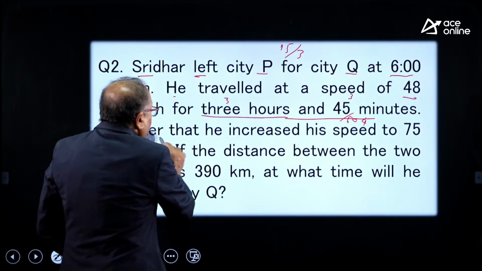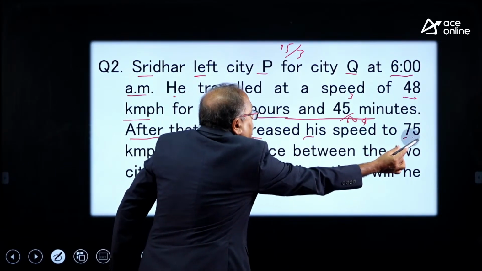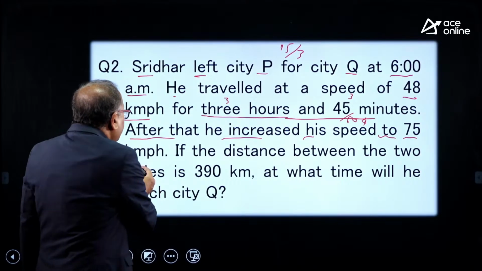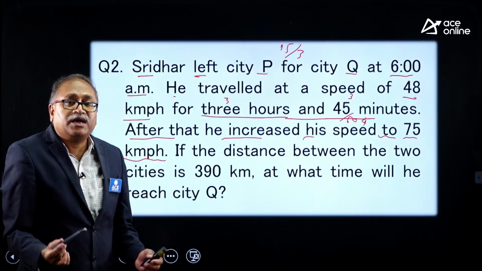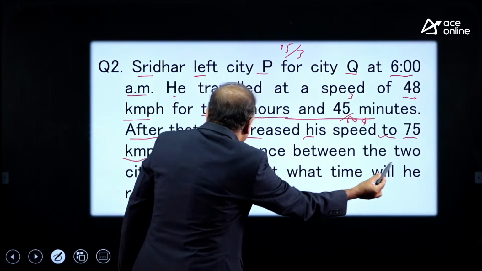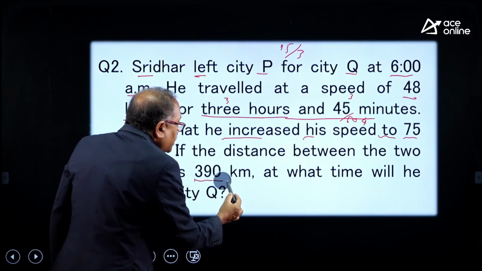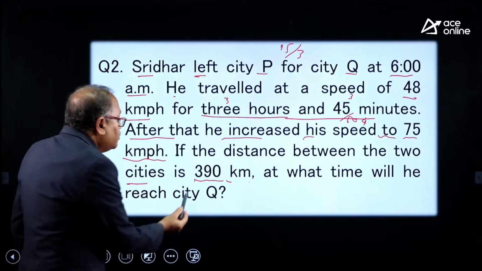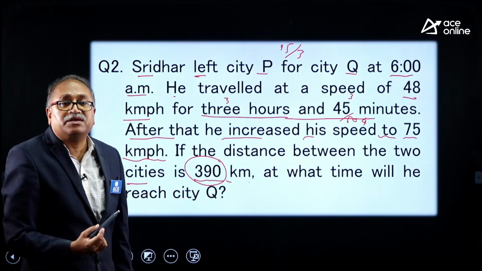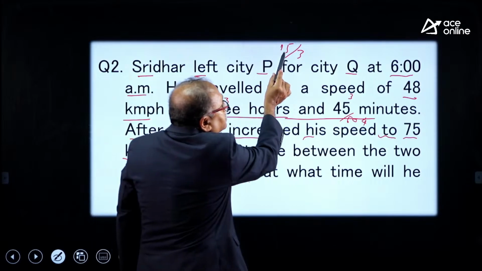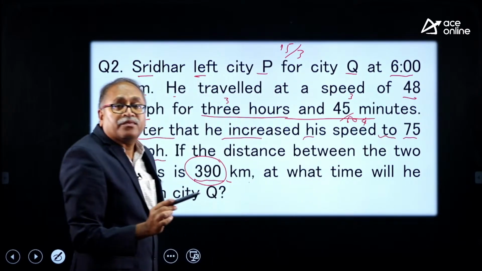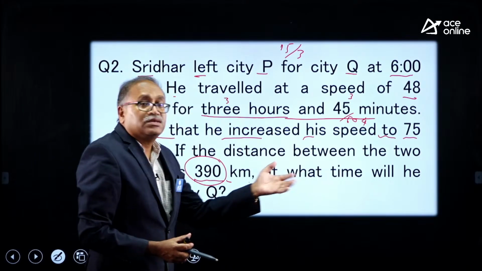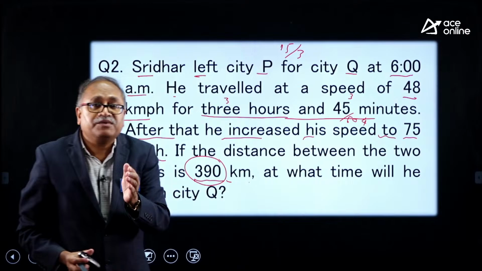Next it says, after that he increased his speed to 75 kilometer per hour. The speed has changed. Now, if the distance between these two cities is 390 kilometer, then what is the time he will take to reach Q? So, I know that 390 is the distance, and he is already covering 15 by 4 into 48. So, I will take out that distance from 390. The remaining distance will be covered with a speed of 75 kilometer per hour.